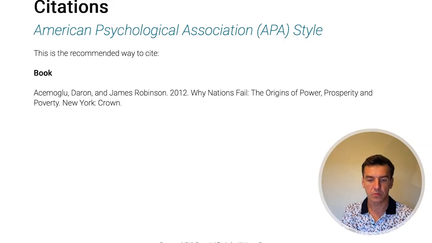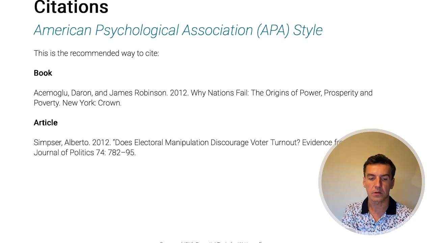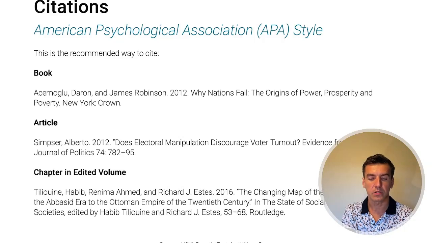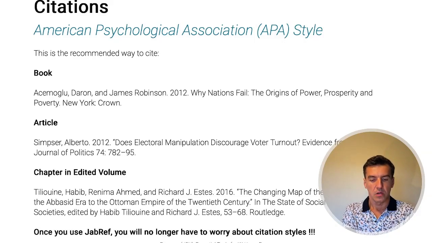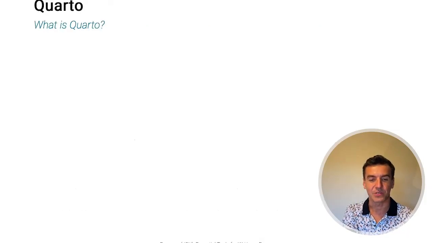Okay, so just as a reminder, this is what our book citation will look like. This is what our article citation will look like. And this is what our edited volume will look like. So the good thing about this is that once you have all these citations saved up, you simply change the citation style and you can have them in the American Psychological Association style, or in the Chicago style. Whichever style you want, this is going to do it for you. So this is what I wrote here: once you use JabRef, you'll no longer have to worry about citation styles.